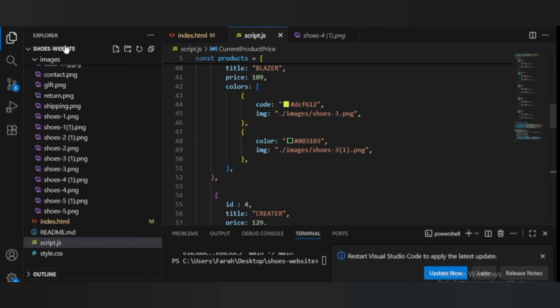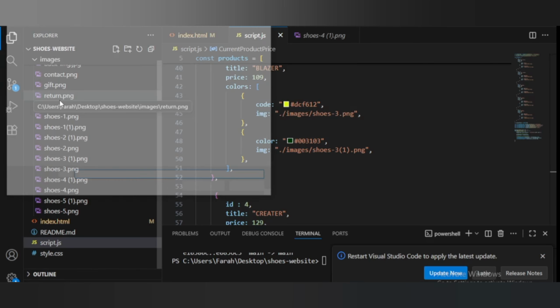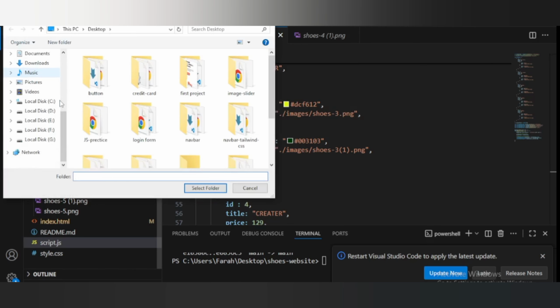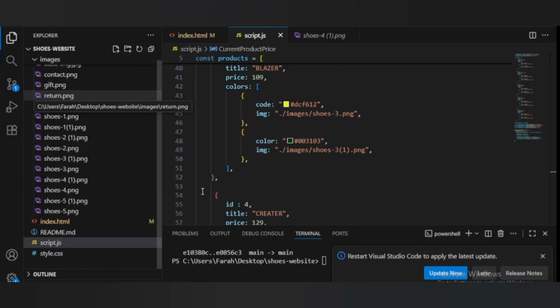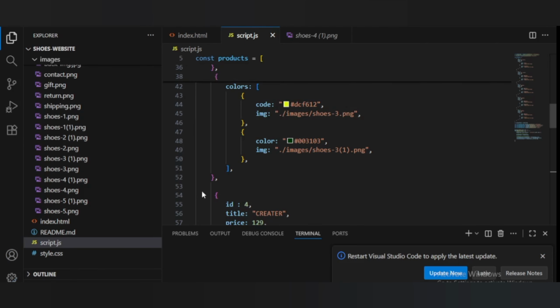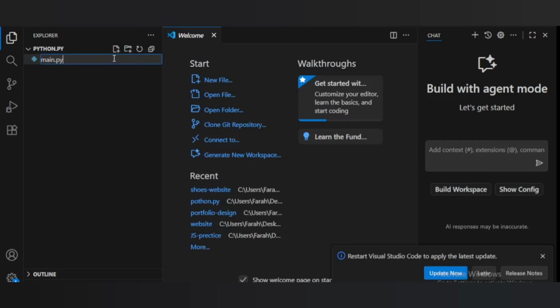So first, I'll open the folder. Then make the file main.py.